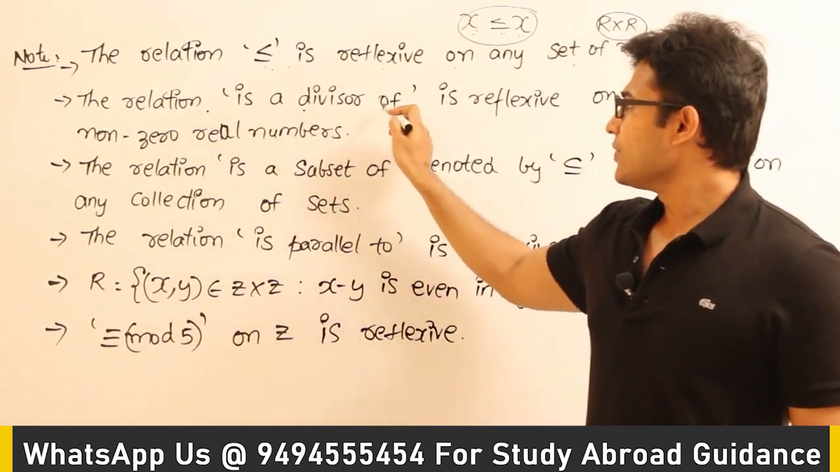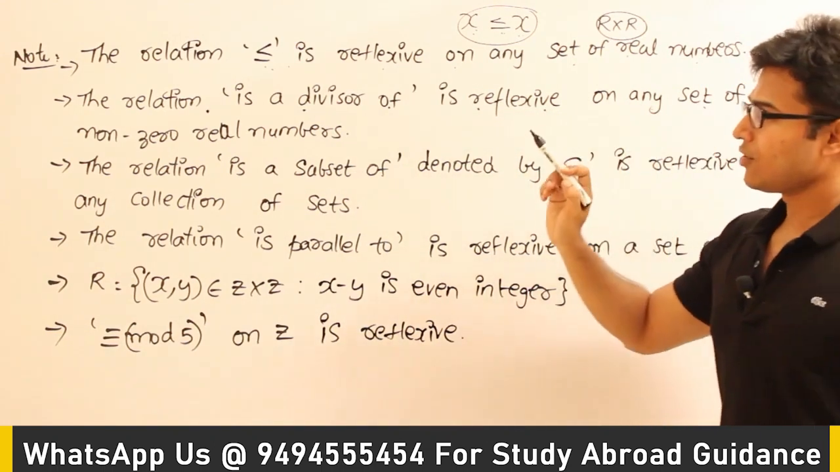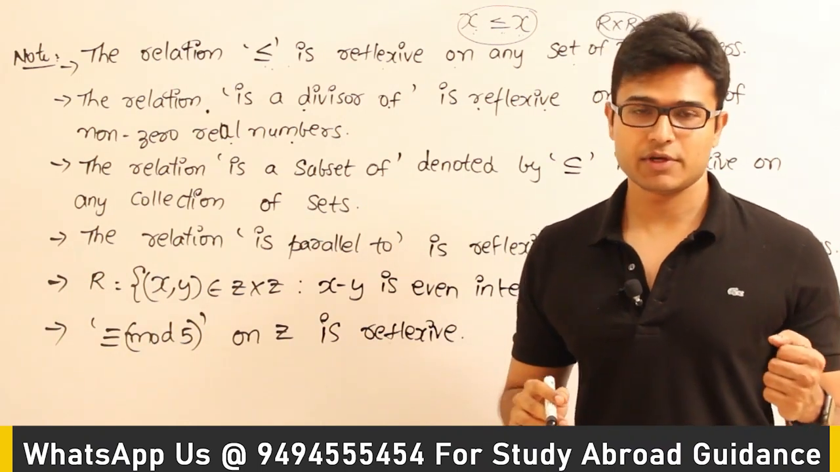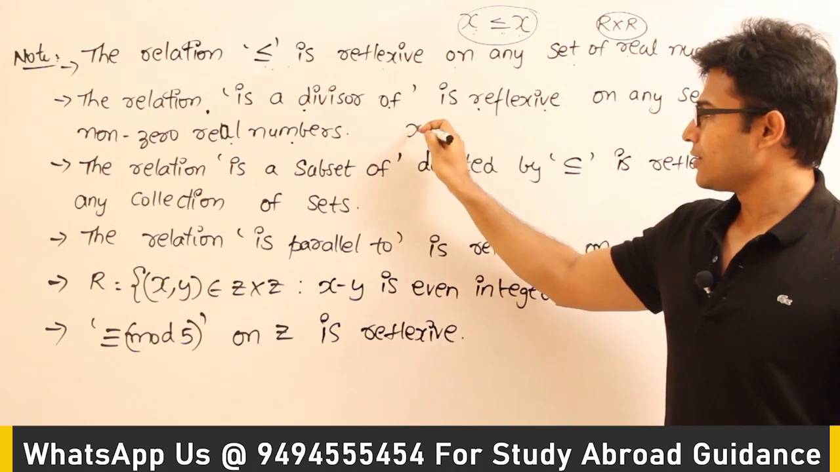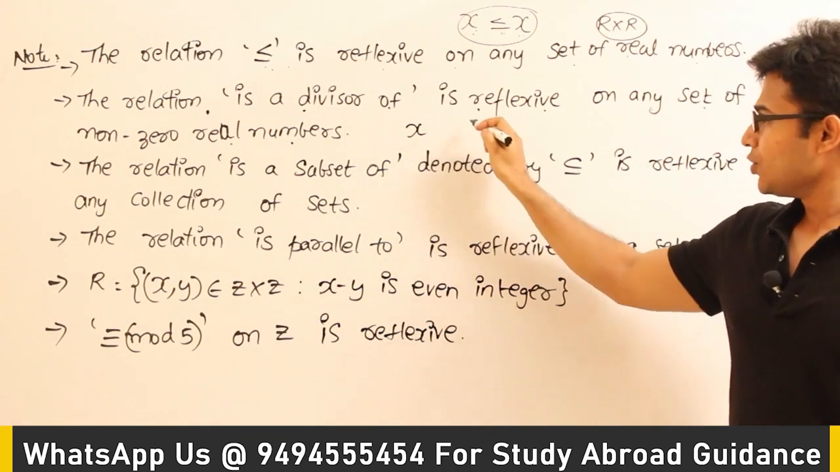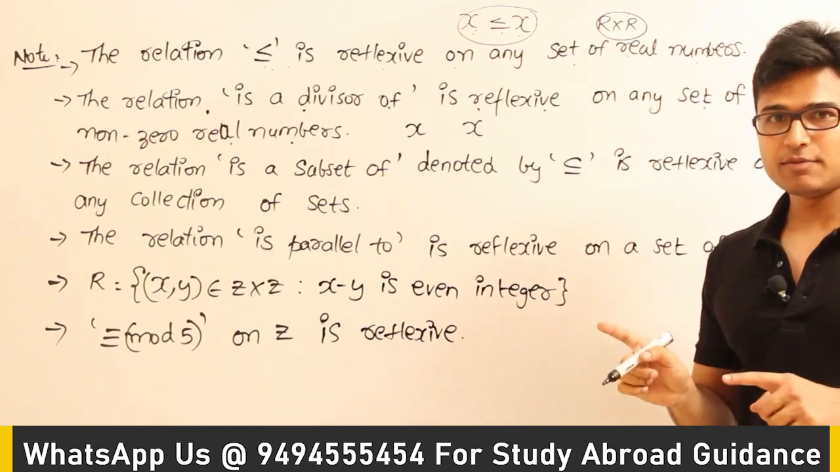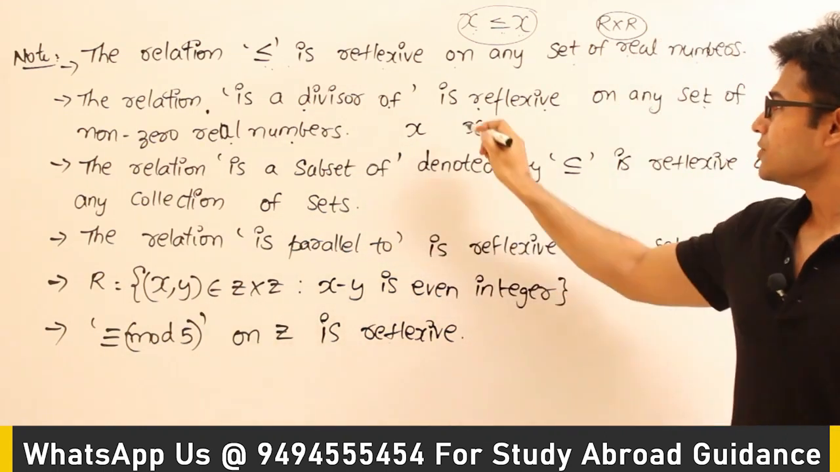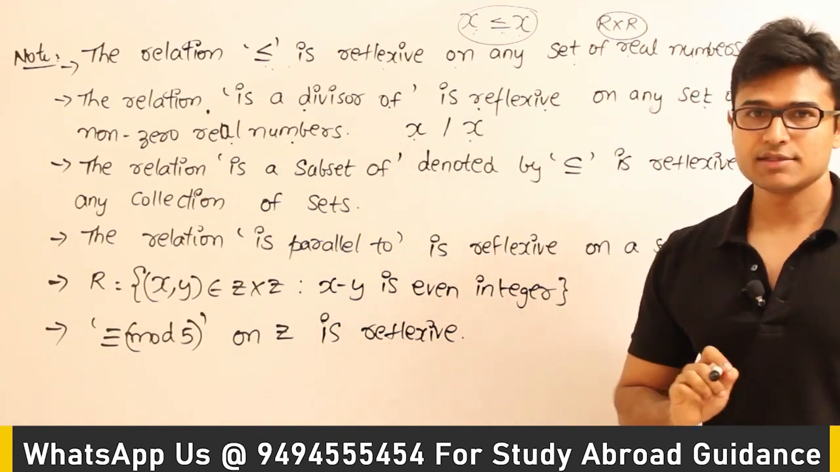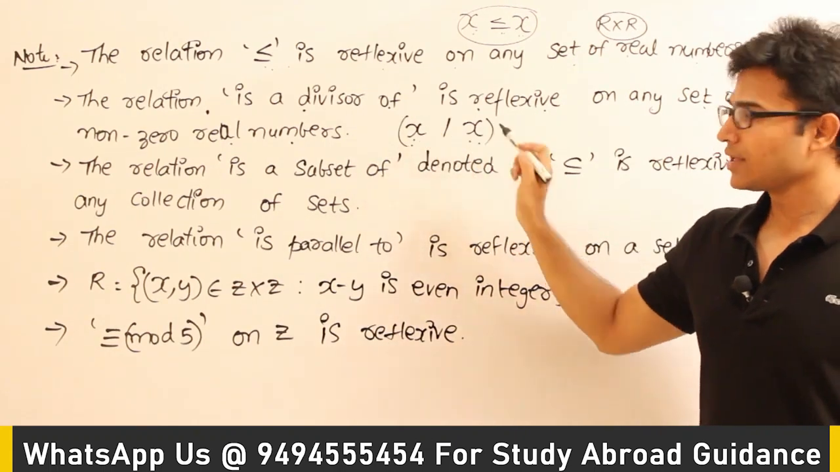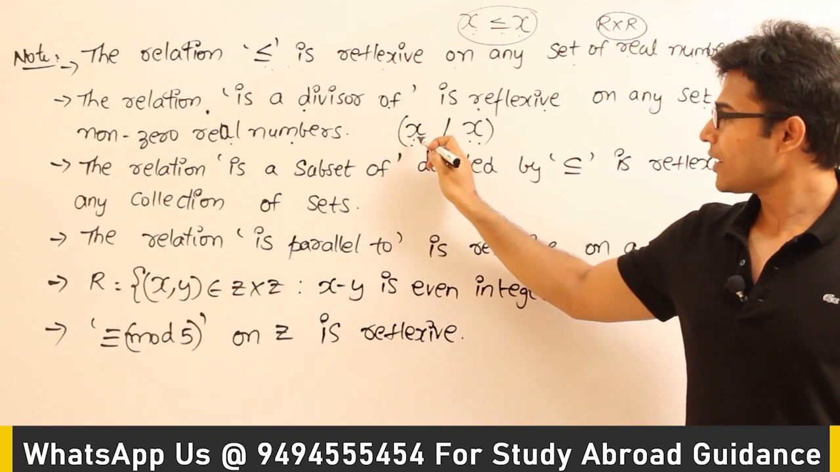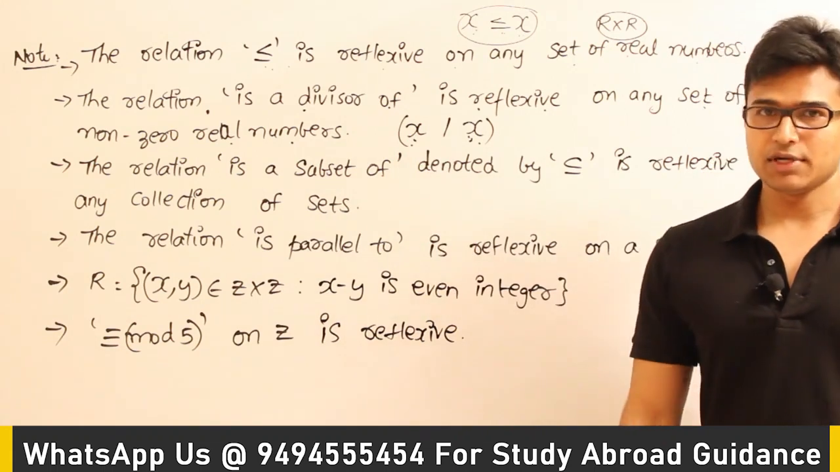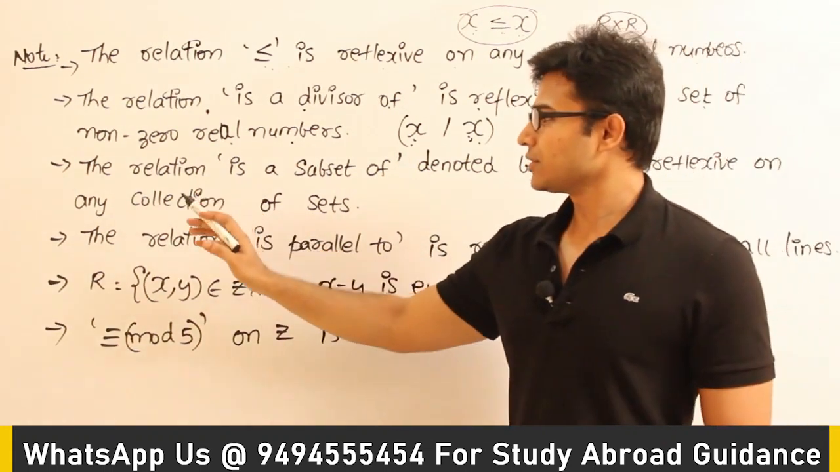The relation is a divisor of is reflexive on any set of non-zero real numbers, which means you can take any real number which is non-zero. Okay, so let us say you have taken a real number x which is non-zero and you take one more real number x and in between them you try to place the relation. So what is the relation here? The relation is divisor of, right, which means x is a divisor of x. See if it is satisfied. Yes, it is satisfied. Why? x divides x. Therefore, every element of form x comma x will be present in this relation. So this is a reflexive relation. Got it? Now let's see the next one.